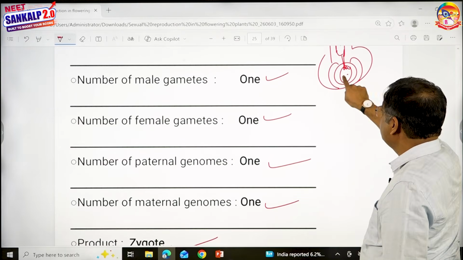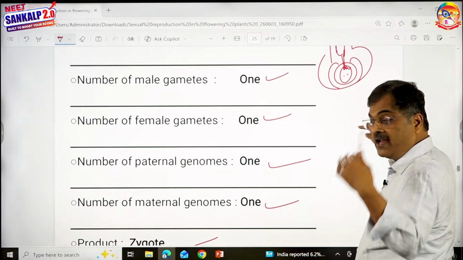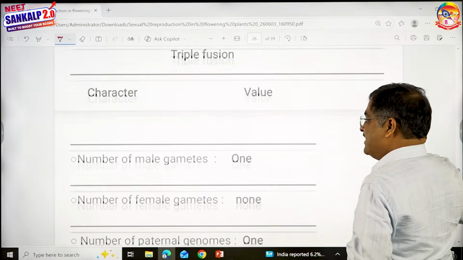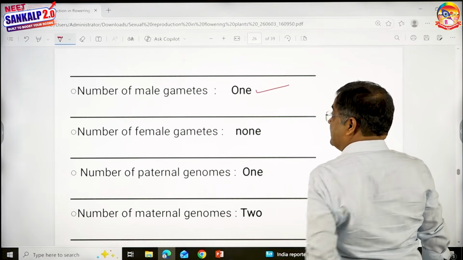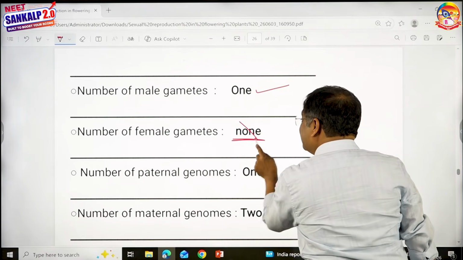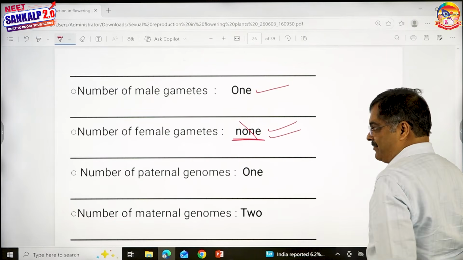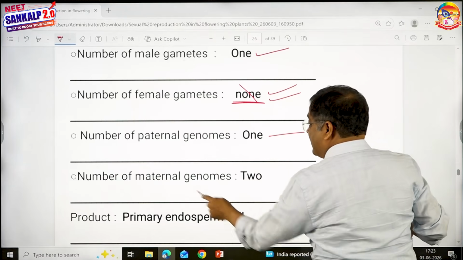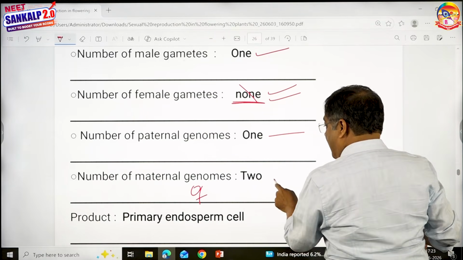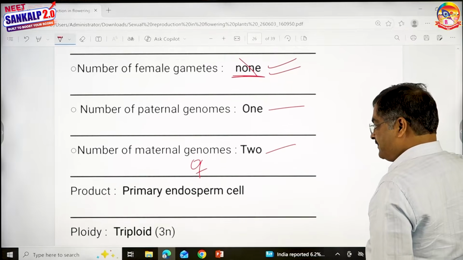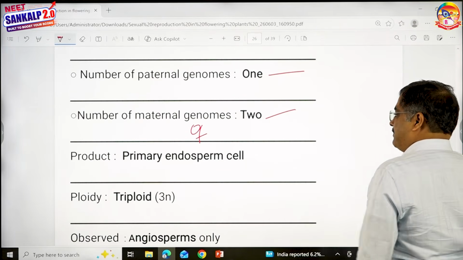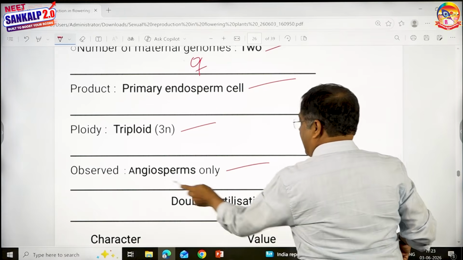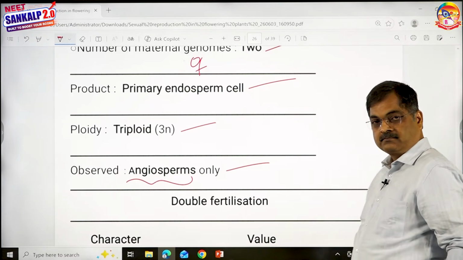One of the sperm fuses with these two polar nuclei. Three nuclei are fusing. That is said to be triple fusion. Let us talk about triple fusion. Number of male gametes, 1, correct. Number of female gametes, none, correct. There are no female gametes. Number of paternal genomes, male, 1. Number of maternal genomes, female, all right, 2. Did all of you understand this? Then the product is the primary endosperm cell, and the ploidy is triploid. And it is observed only in angiosperms.